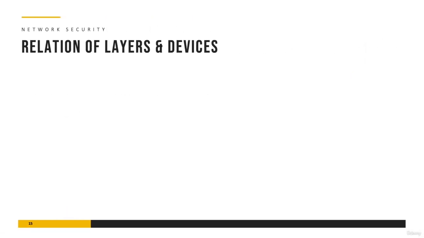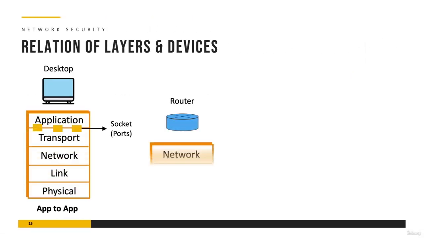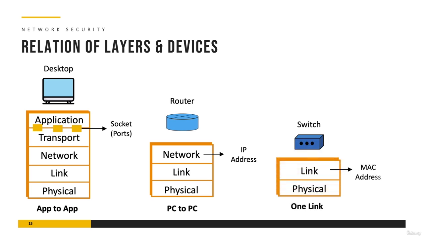So once again, let's revisit the diagram which we discussed before. User devices have all the 5 layers, routers have 3 layers, but switches have 2 layers, the bottom 2 layers, and of prime importance is the link layer. So basically the link layer uses MAC addresses and the link layer is used by switches.